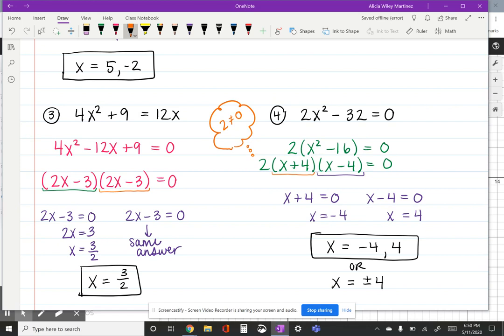Some of you might be familiar with this symbol, plus or minus. Plus or minus is just a shorthand way of writing these answers of -4 and 4. You can write the answer either way. You'll see more of this plus or minus in lessons that are coming up very soon.